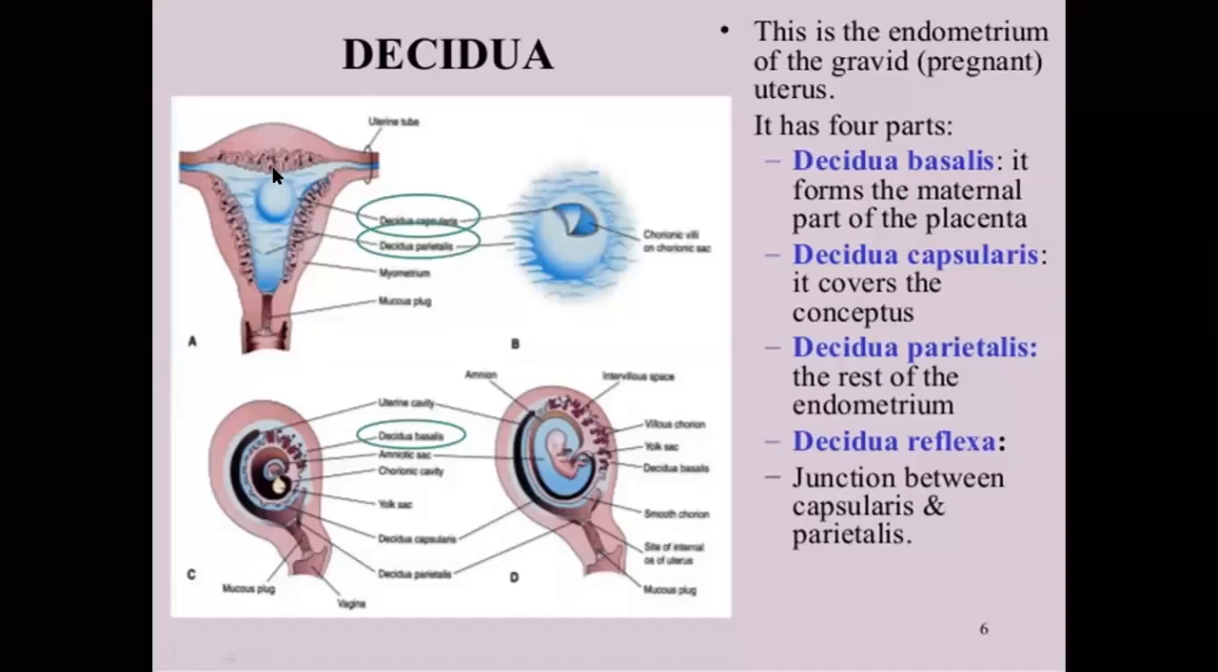Now decidua has 4 parts. One is the decidua basalis, the part where the maternal part of the placenta is formed. Then decidua capsularis, which covers the fetus and forms a capsule, a covering around the fetus. Then the rest of the endometrium, the remaining part, is known as decidua parietalis. Then we have decidua reflexa, the junction between capsularis and parietalis.